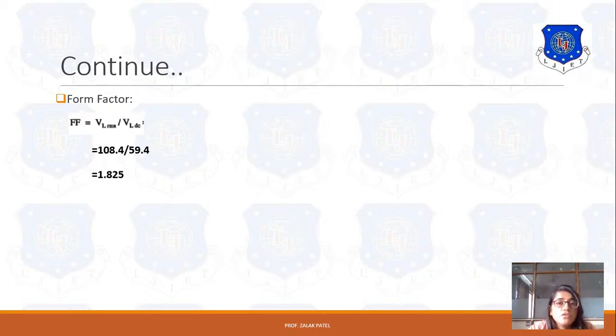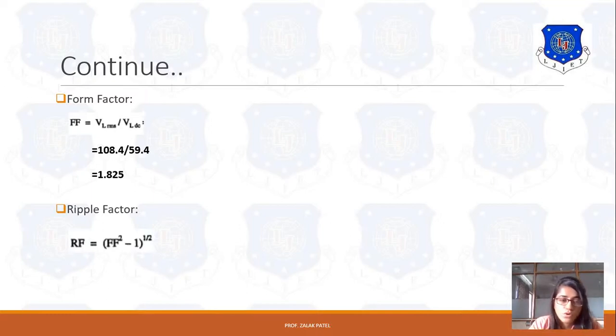Now if we have the value of form factor, then we can find out the ripple factor. Ripple factor should be as minimum as possible, because the more ripple, the more fluctuations in the waveform. It is given by the equation form factor square minus 1, raised to 1 by 2. So if we apply the equation for the ripple factor and put the values, then it is 1.527. So this is the answer for ripple factor.